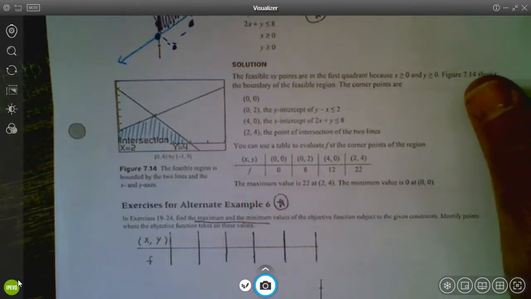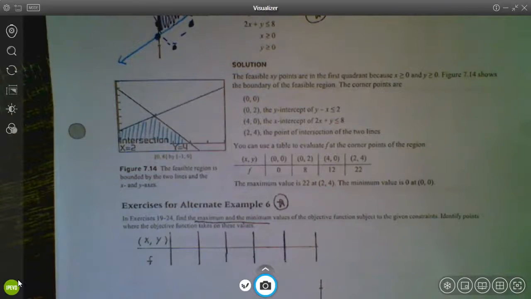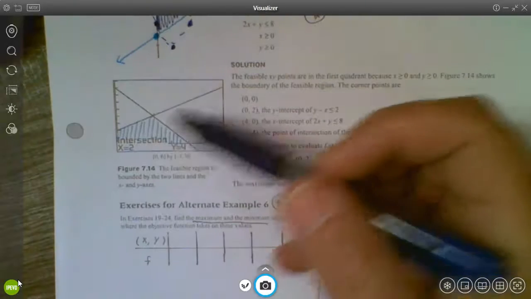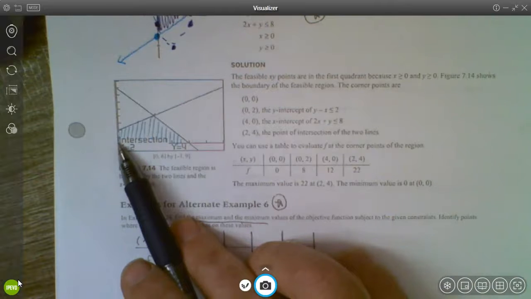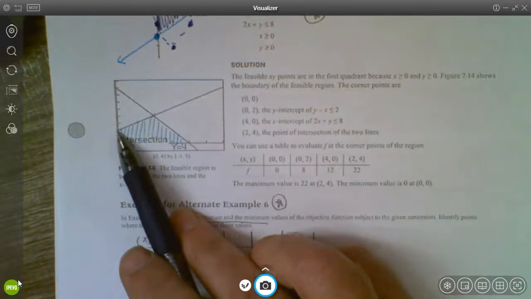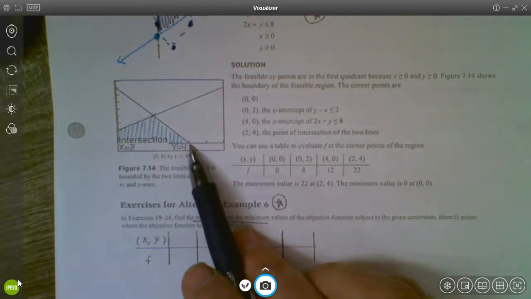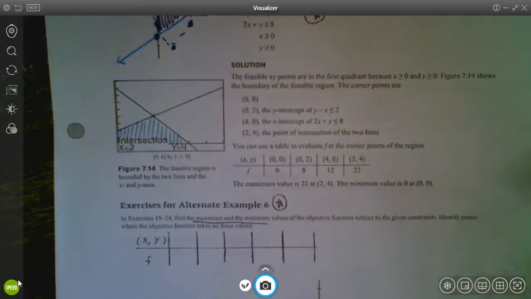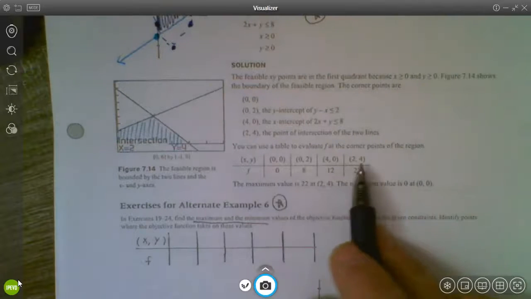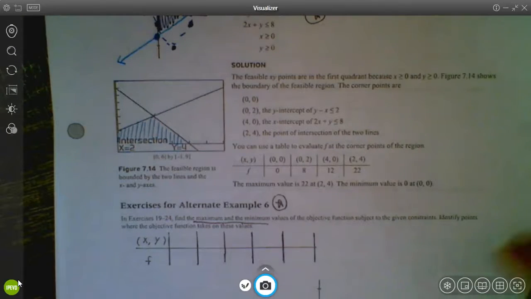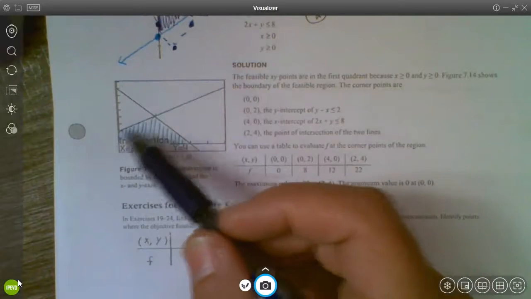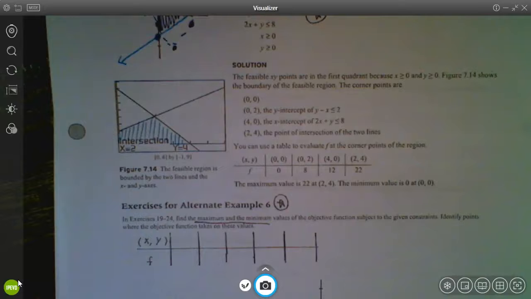What they're figuring out is, where are what they call the corner points? The corner points are sort of the extreme points within this. So you can see right here at 0, 0, 0, 2, 2, 4, and 4, 0. So those are my corner points. There are 4 of them. Those are the 4 extreme points within this graph. So that means our maximum and minimum values are going to lie on those 4 points, two of those 4 points, because those are the most extreme values within that diagram right there.